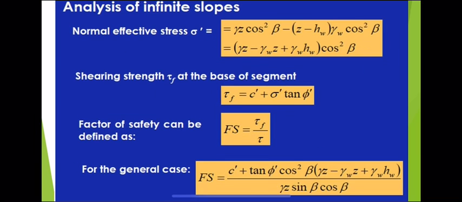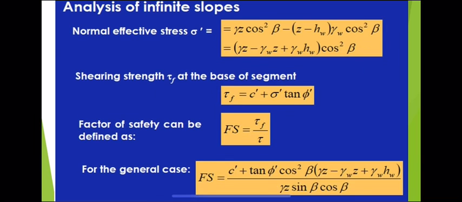Normal effective stress: as we already noted, what is the formula of effective stress? Effective stress sigma dash is equal to total stress minus pore water pressure, that is gamma Z cos square beta minus (Z minus H_W) gamma W cos square beta. We evaluate and get (gamma Z minus gamma W Z plus gamma W H_W) cos square beta. Shear strength tau F at the base of the segment: tau F is the shear strength at the failure surface, that is tau F is equal to C dash plus sigma dash tan phi dash.